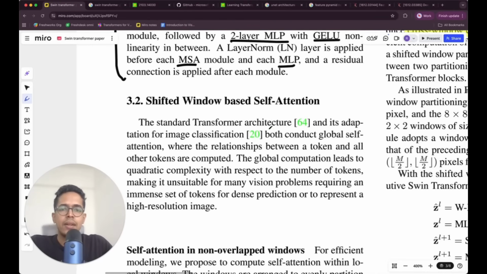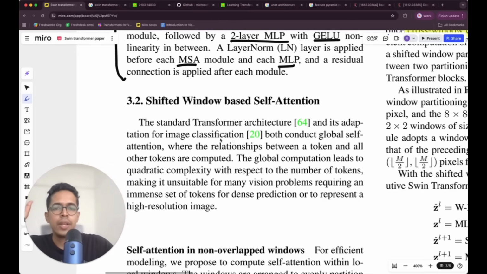Now let's come to that shifted window-based self-attention. The standard transformer architecture and its adaptation for image classification both conduct global self-attention, where the relationship between a token and all other tokens is computed. Meaning, if you have an image of 224 by 224 pixels converted into patches of size 4 by 4, each patch is 4 by 4, and there will be totally 56 by 56 patches.